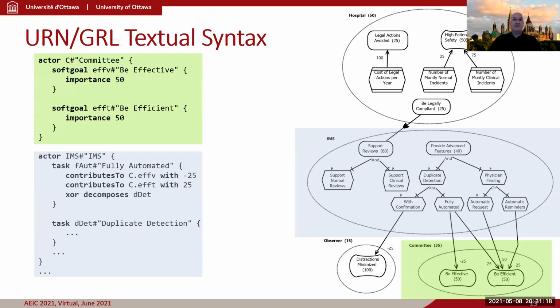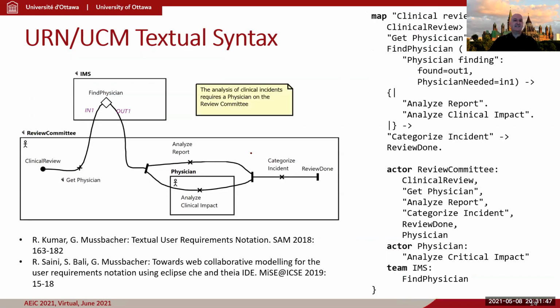URN also supports a textual syntax as well. So this is something that enables people to create models perhaps a bit more effectively, provided some textual IDE such as VS Code or others, and some auto layout mechanism will generate essentially the graphical view along the way. So we have syntax for GRL. We also have a syntax for the use case map notation. This is quite recent. This is part of the latest revision of URN from 2018.